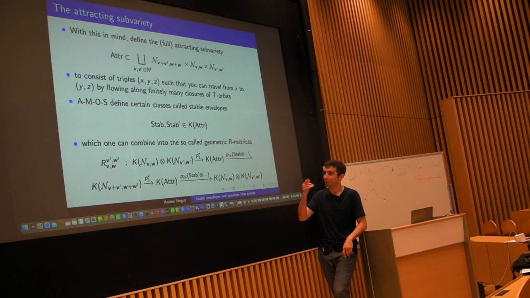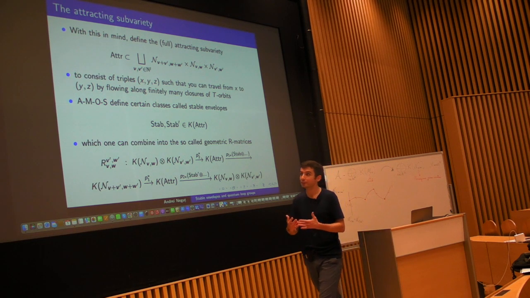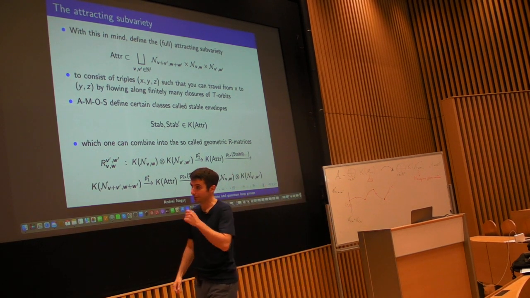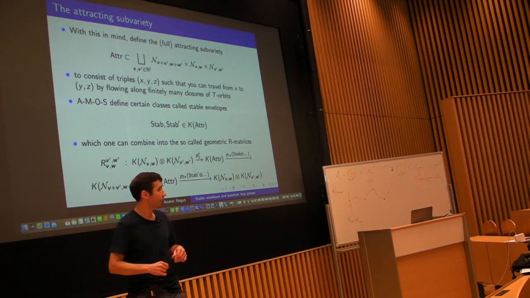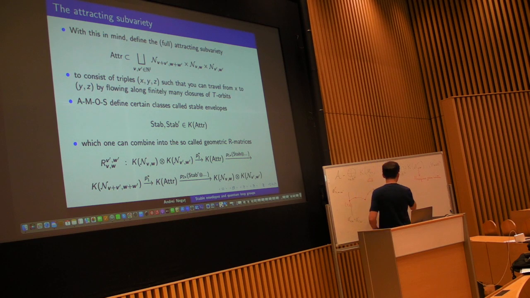Well, we construct this rather complicated thing. This is the key construction which goes back to the work of Maulik and Okounkov in cohomology. If you have these classes called stable envelopes, you can construct so-called geometric R-matrices. And before you look at this complicated formula over there, I should draw a diagram for you.